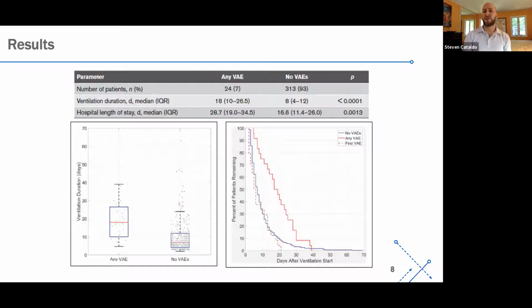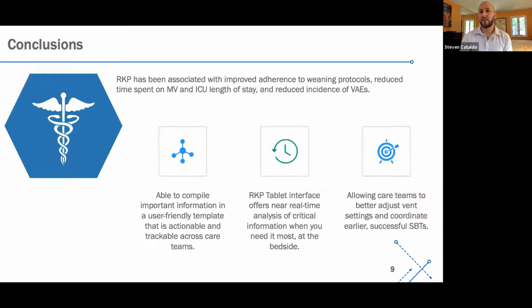So even though those who had a VAE had a longer length of ventilation and a longer length of stay, the study just wasn't powered high enough overall to look at a difference between the control and the intervention group. If this was powered higher, I would almost certainly think that there would be a statistically significant difference. But this is clinically significant. If we know that VAEs do this much to length of mechanical ventilation and ICU and hospital length of stay, we know that this is something that we want to be decreasing. And if this is something that we can do with RKP, that's an important thing that we need to be thinking about moving forward.